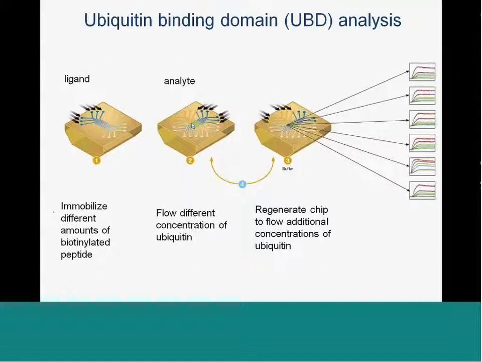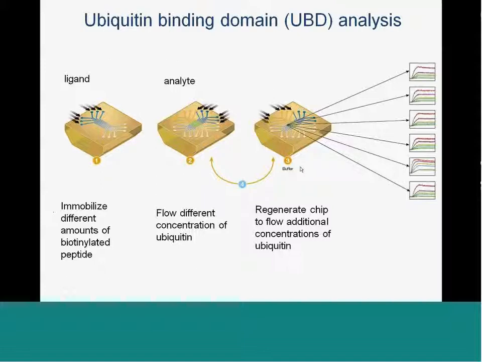One of the advantages of the experiments that we've done is that we've been able to regenerate our chips. The ubiquitin UBD interaction is stable enough to measure in this type of assay, but it's also sensitive to high salt concentration. So we could remove the ubiquitin, regenerate the chip, and flow over additional ubiquitin concentrations.